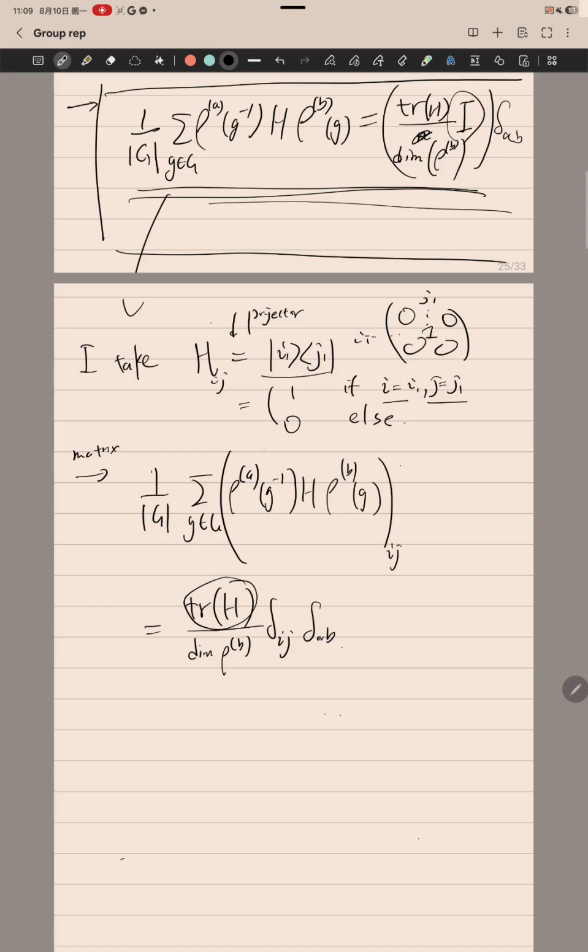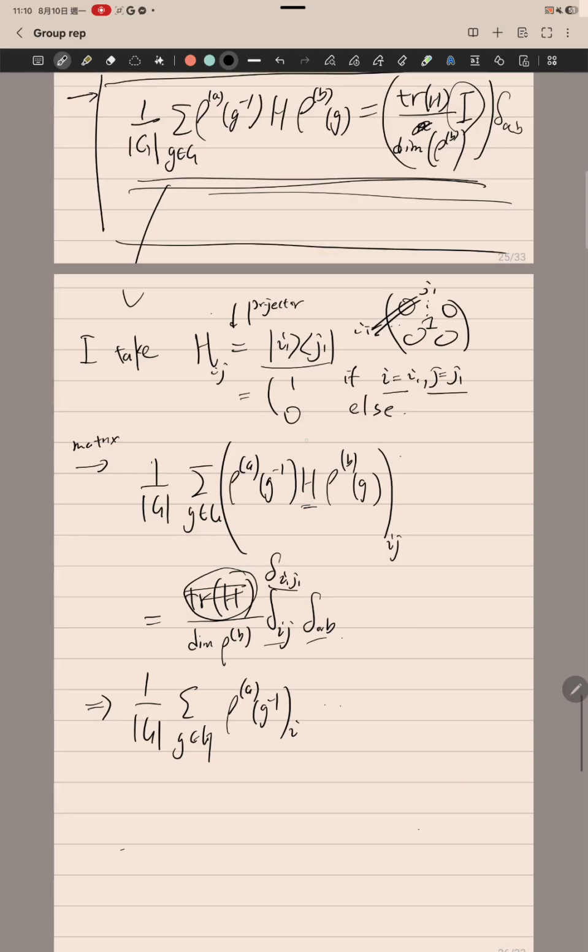Now you take trace H, right, and you can see that if I1 is the same as J1, then it's 1, otherwise 0, right? So this term I can write as delta of I1 J1. So you can see now we have three delta functions. Okay, so let's compute the left hand side. Because H only exists for I1 and J1, right? So this is I1 and a row of G and J1 J.